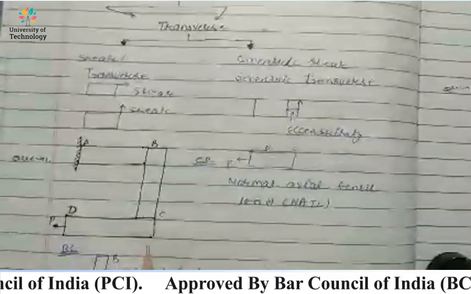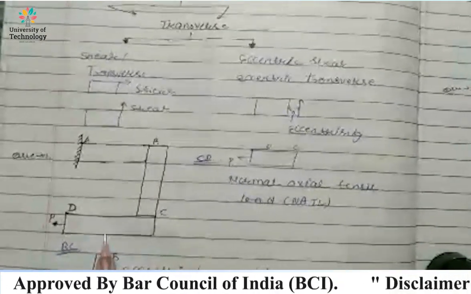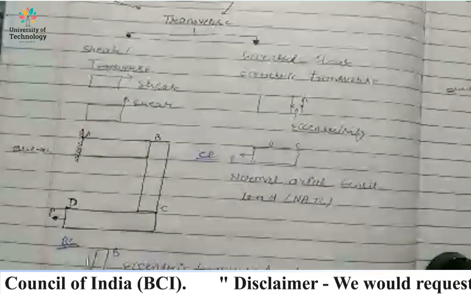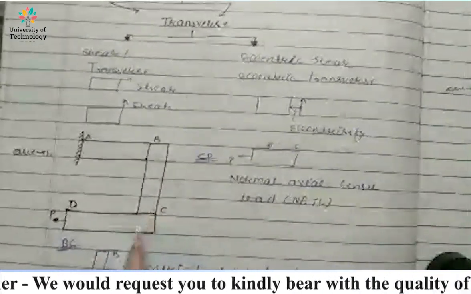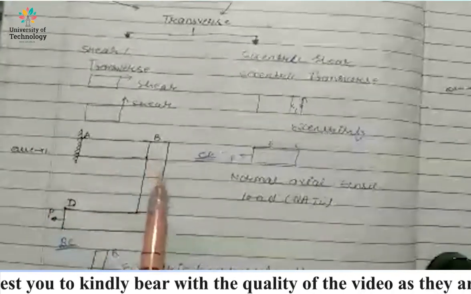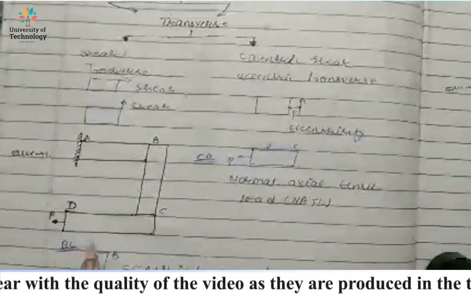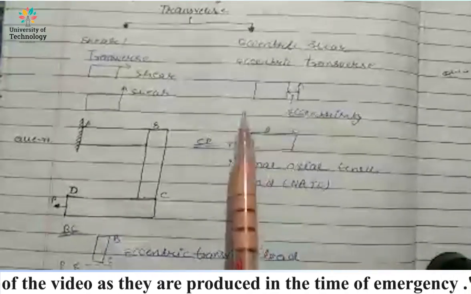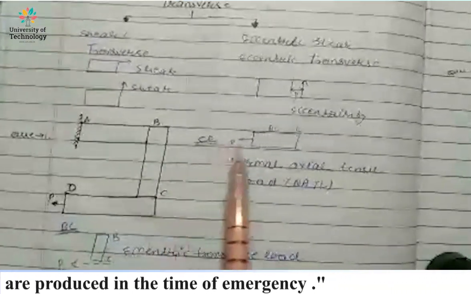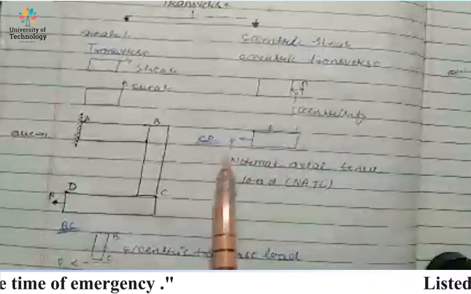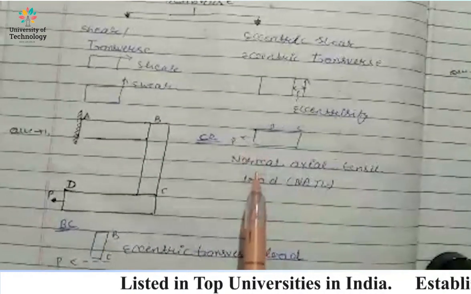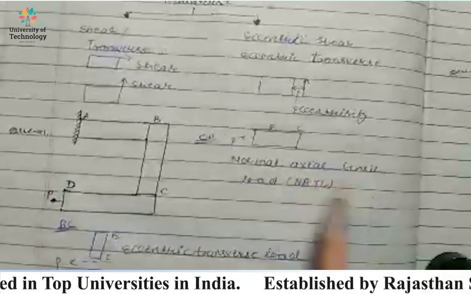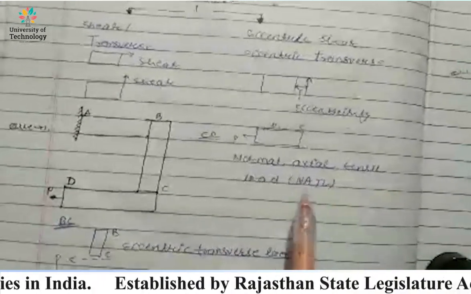Okay, we solve this by an example. This is the diagram and we find out the load on every column. The first is AB, BC and CD. Okay, now first is CD. We can assume CD this type and load is this. So this is the normal axial tensile load, in short NATL.